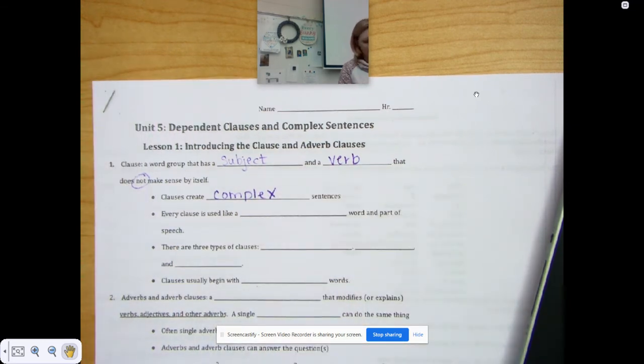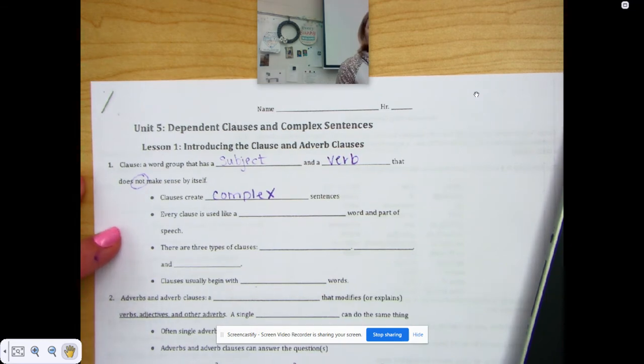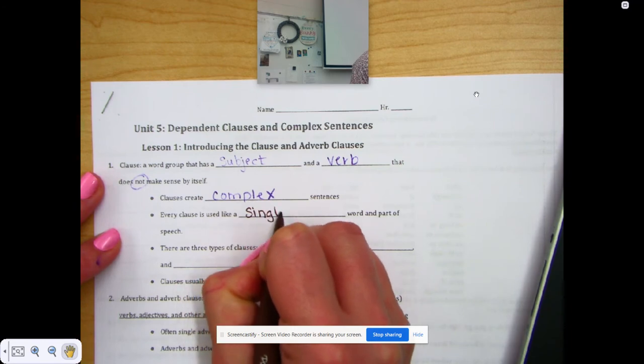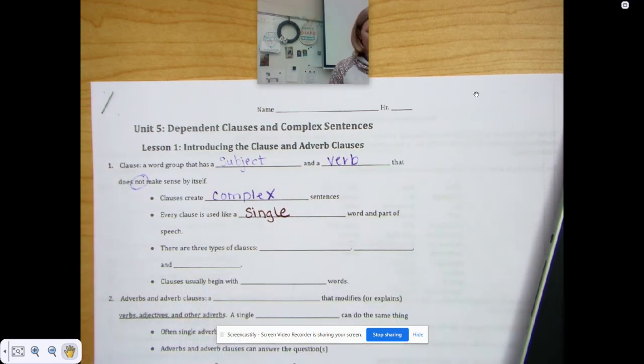So we've talked about how we have simple sentences, right? A subject and a verb in a sense of completeness. And then we also have compound sentences, which was what Unit 4 was. Now we're talking about complex sentences, okay? Every clause is used like a single word or part of speech, okay? So these clauses today are called adverb clauses, but they are being used like a single part of speech, like an adverb. And that'll make more sense when we look at some examples.